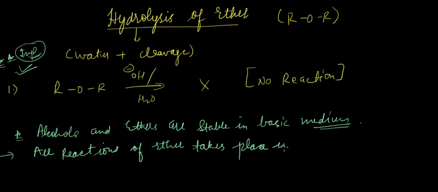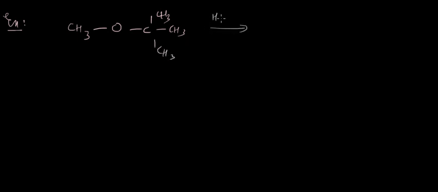Takes place in acidic medium. Okay, so let's introduce an acidic medium in the ether. So what do we get if we introduce an acidic medium in the ether's reaction? Let's see this example to understand this better. We have a compound like this, and we are putting it in an acidic medium. Okay, so what will happen to this compound? What would be the products?